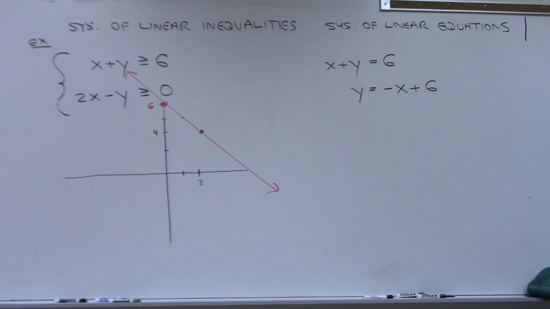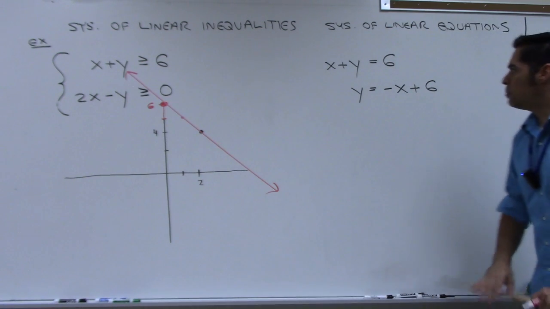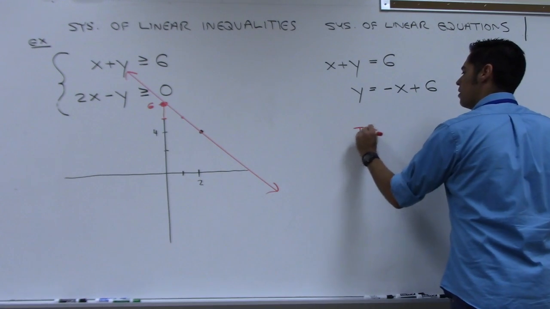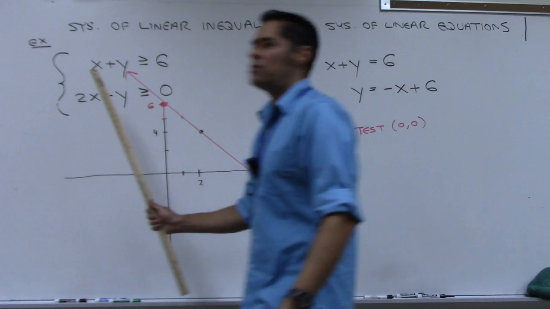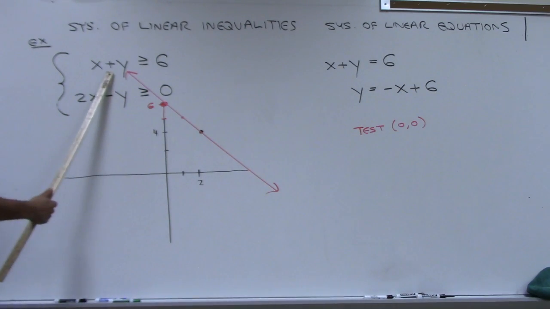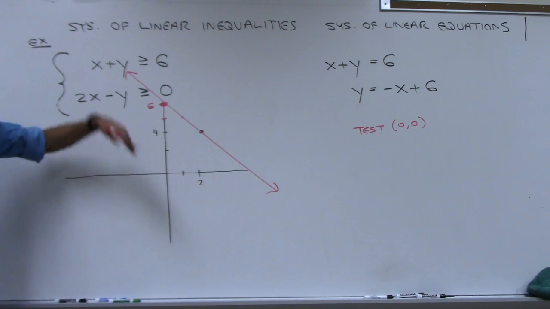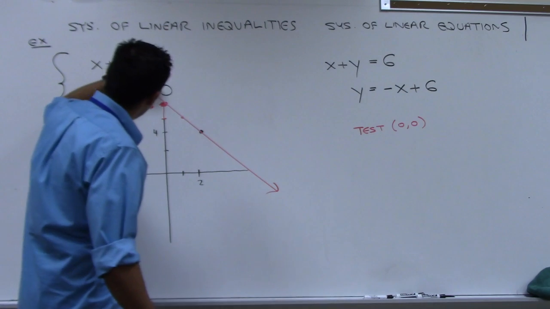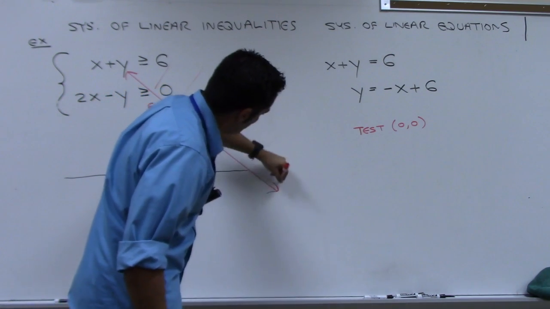Well, I wonder if she's going to want you to shade both. Yeah, let's shade. So what test point would you like? 0, 0? Does 0, 0 work in the first linear inequality? 0 is not bigger than 6, right? So this point does not work, which means I'm going to shade the outside of this. I'm going to do it very lightly, but enough so that I know that it's shaded, right?